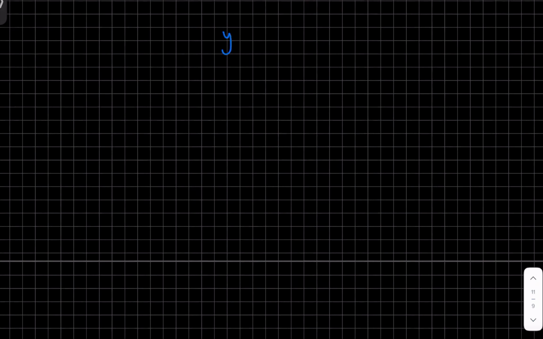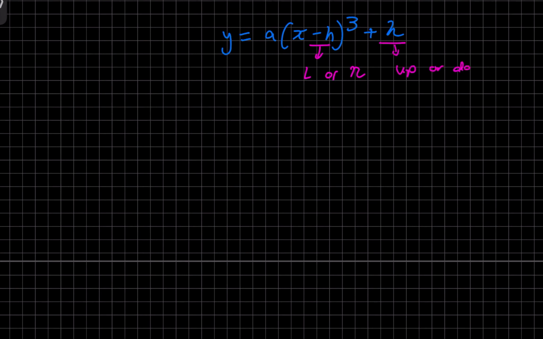This is most obvious when our equation is written in the form y equals a brackets x minus h to the power of 3 plus k. What h suggests is a translation in the x-axis. So this moves our point of inflection either left or right. The k over here moves our graph either up or down. So it moves our point of inflection either up or down.